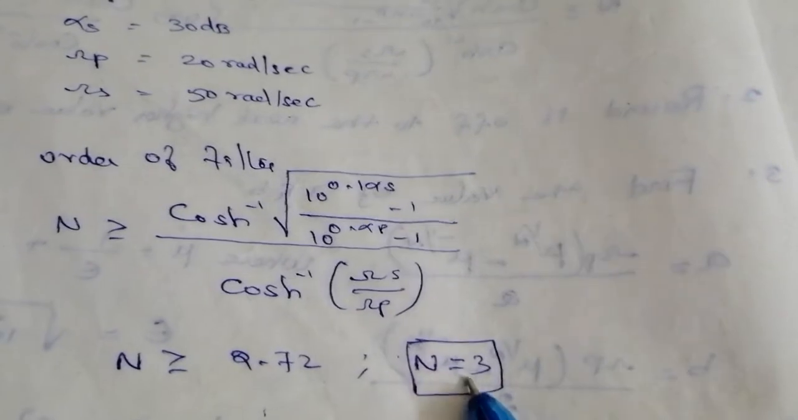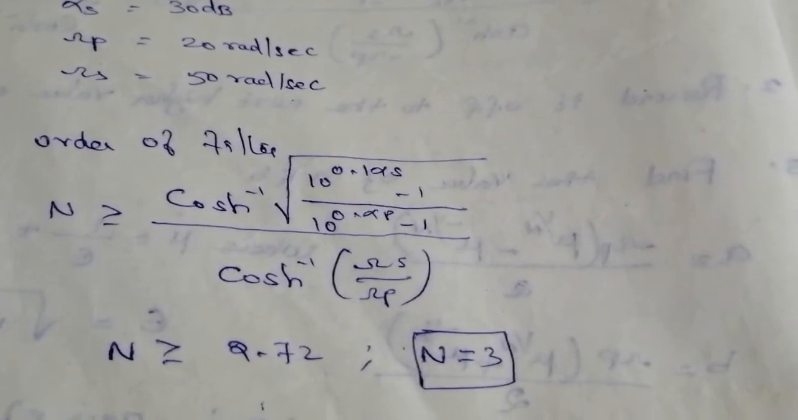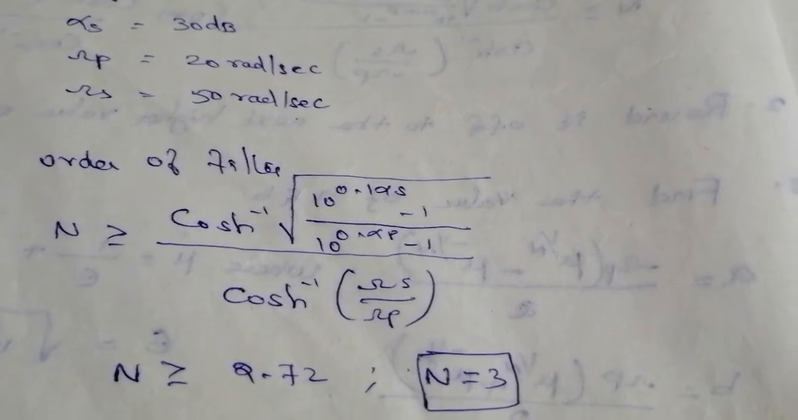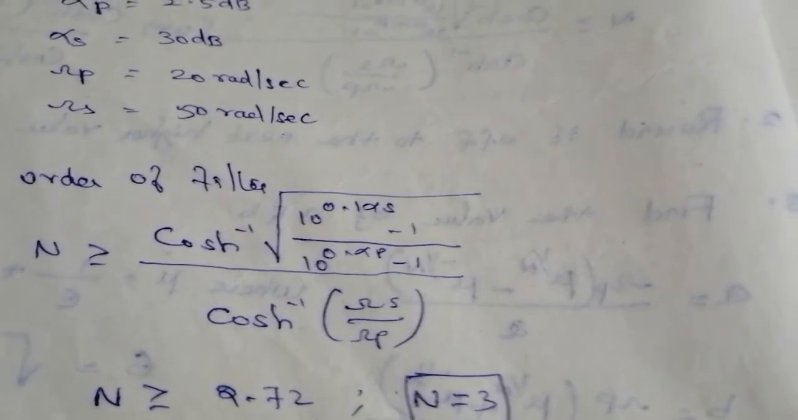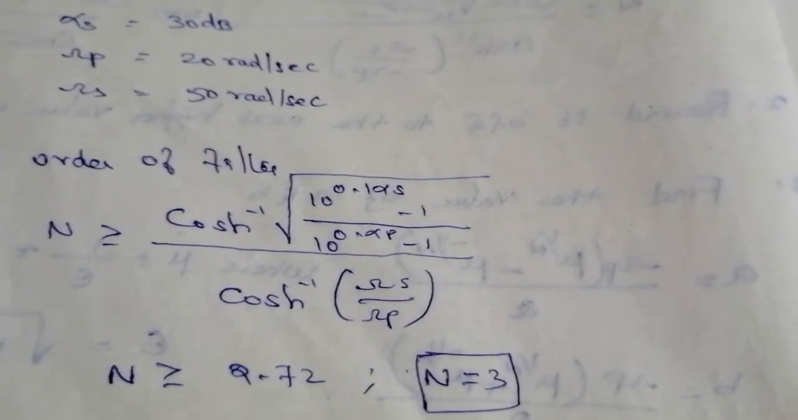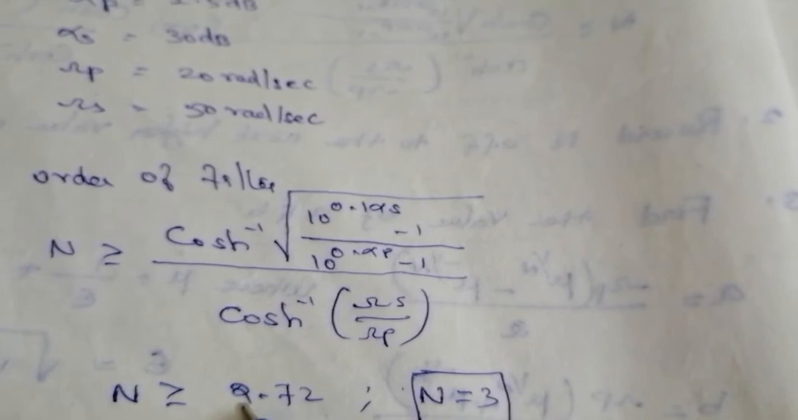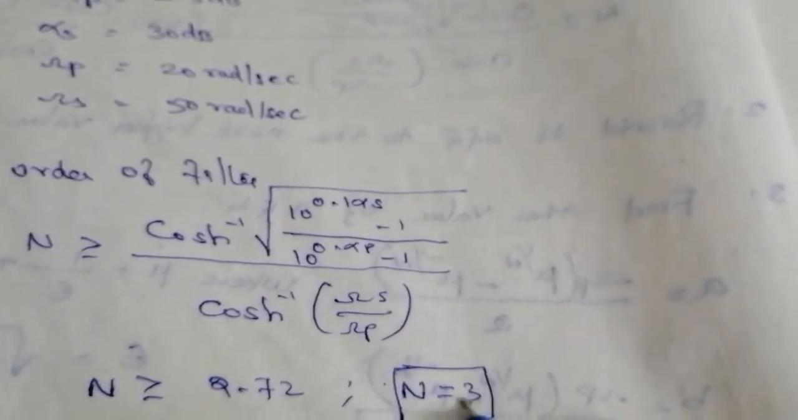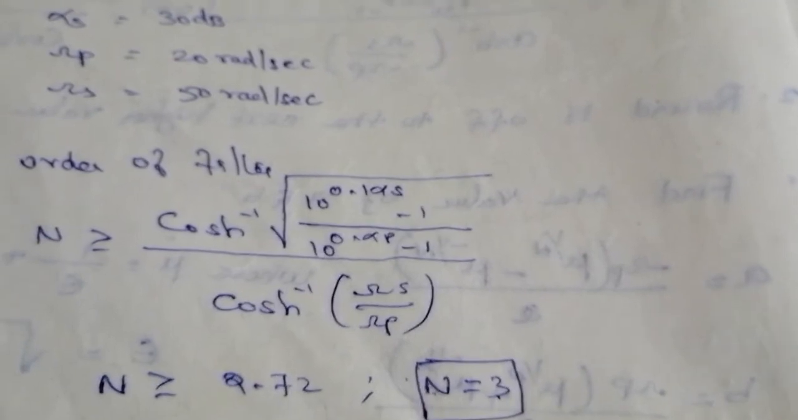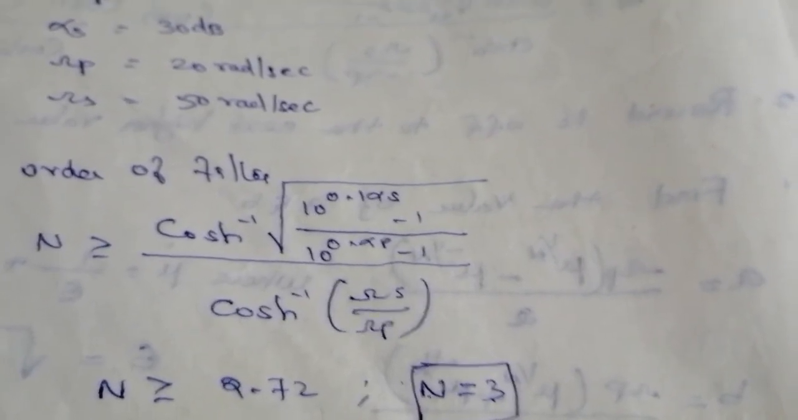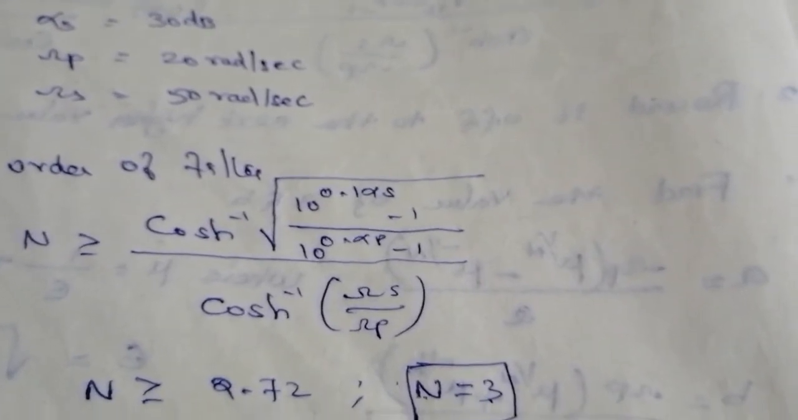So we have to take the next higher integer, n equal to 3, right? For example, if n equals 2.3 also, we have to take n equal to 3. If anything came, like 1.1, we have to take n equal to 2. Or 1.56, we have to take n equal to 2, right? Whatever the n value is, the next step is to round off to the next higher integer.